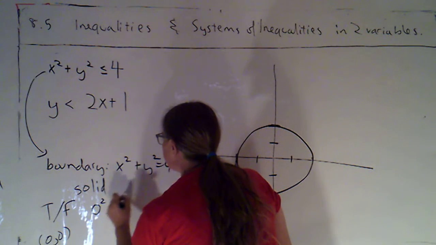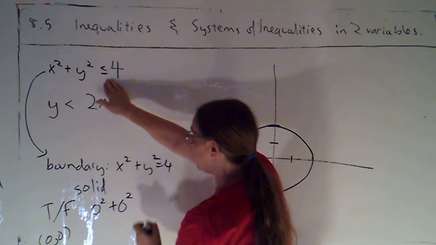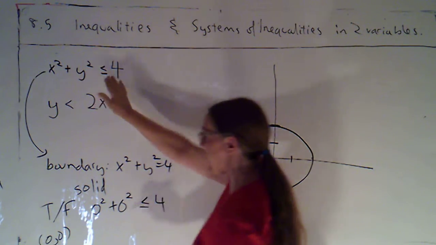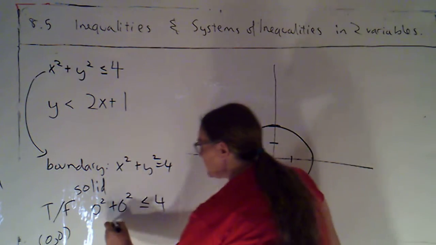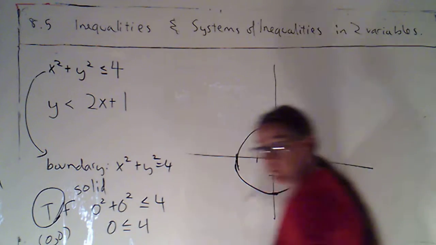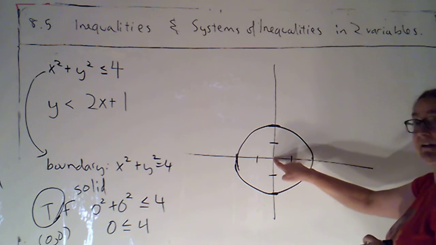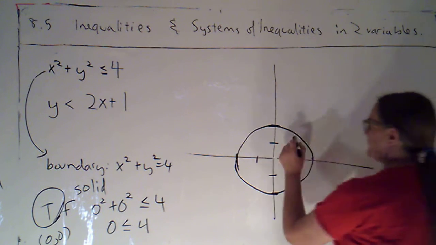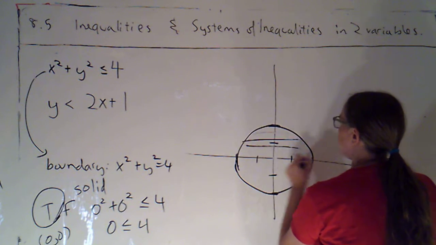0 squared plus 0 squared, plugging into the inequality, is that less than or equal to 4? Well, that would be 0 less than or equal to 4. That is true. So we want to shade the inside of the circle since that contains the origin.